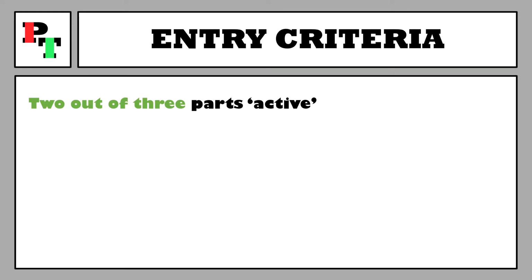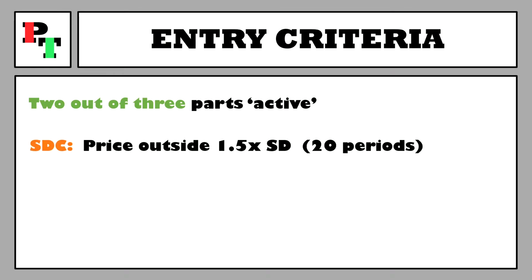Let's start with the standard deviation channel. As we've said, we're going to be setting the channel line at 1.5 times deviations from the center trend line, and we'll measure the channel 20 periods back starting from the current period.